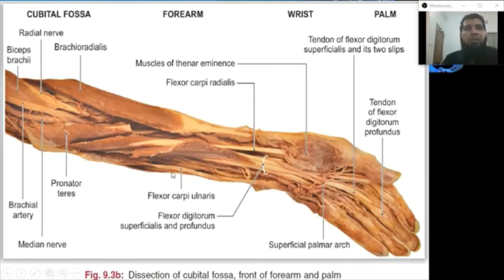So here the muscles are shown. Here the muscles of the thenar eminence. This is the flexor carpi radialis muscle going to the radius. These are the flexor digitorum superficialis and profundus tendons going to the digits, and profundus means deep, and flexor carpi ulnaris muscle going to the ulna. All these muscles are responsible for flexion.